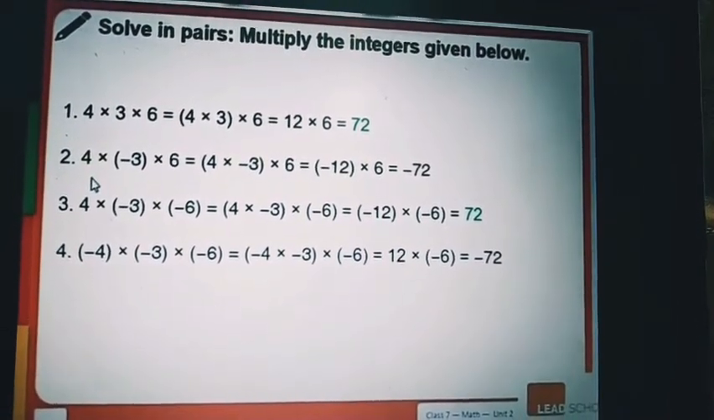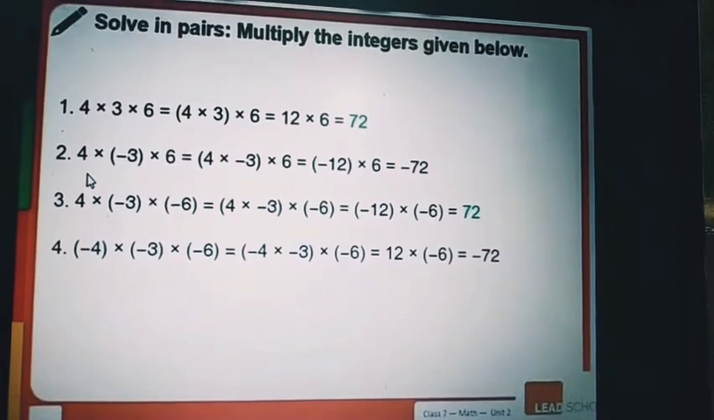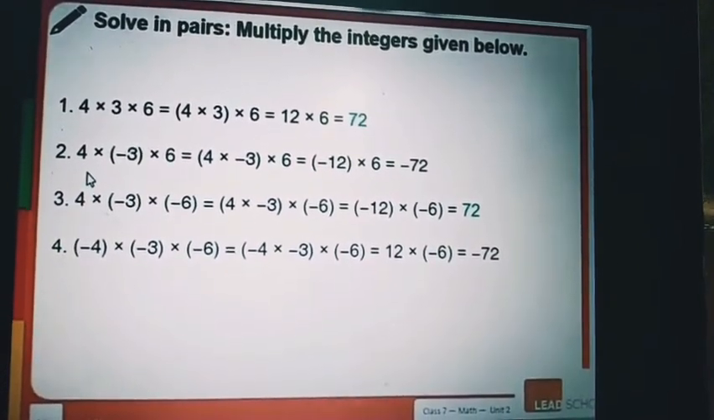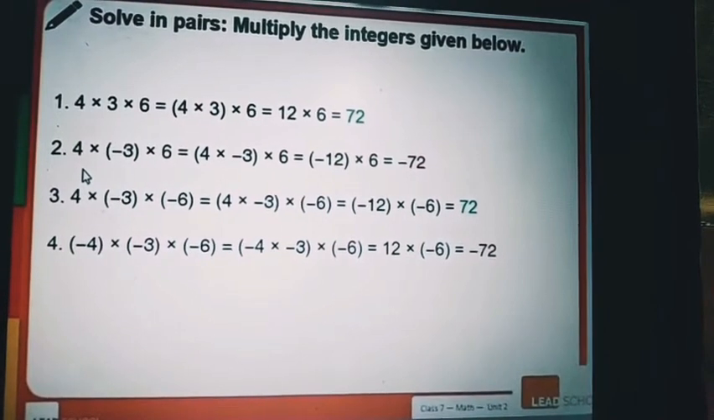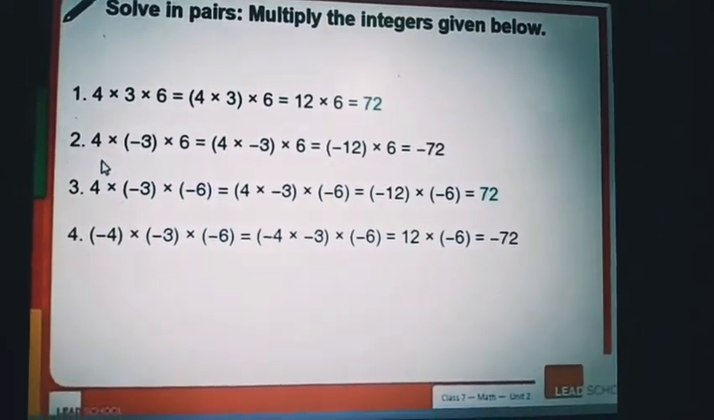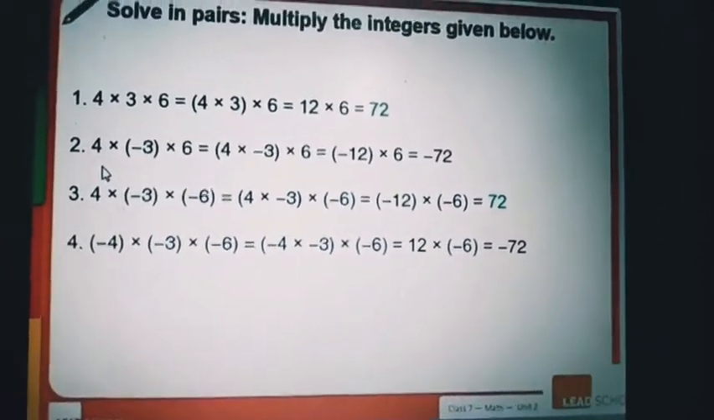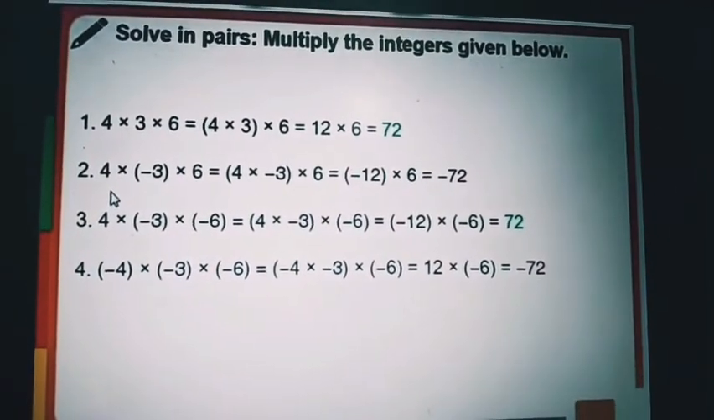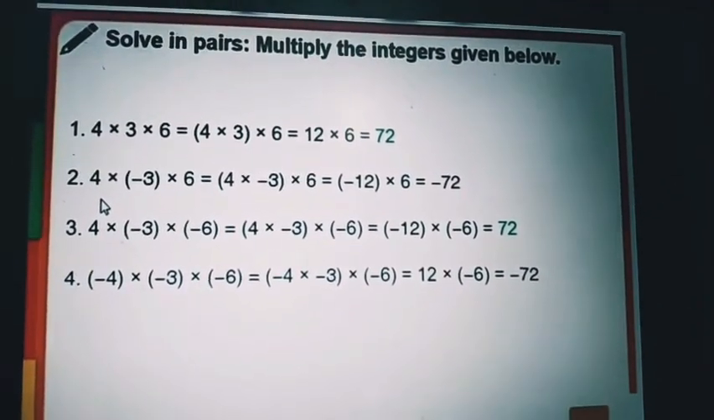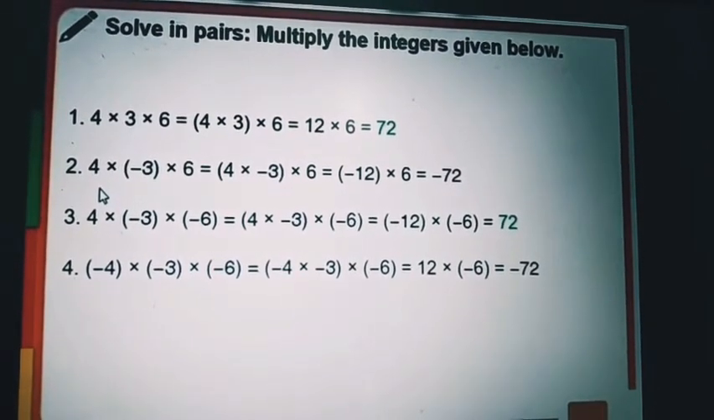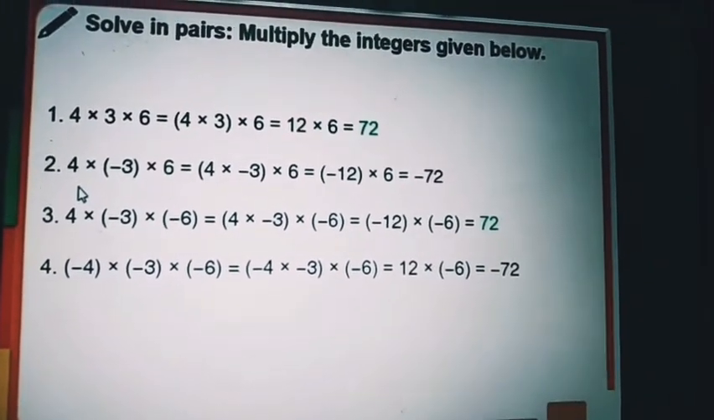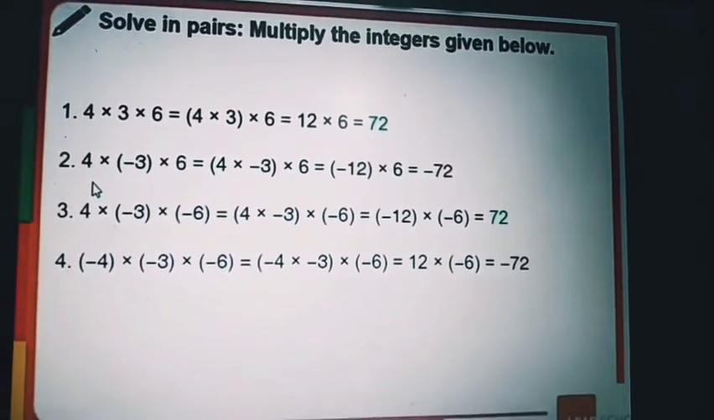See the second one, 4 into minus 3 into 6. Now here two are positive and one is negative. So when you multiply, first multiply the signs. You'll be getting plus into minus, minus, again minus into plus, you'll get minus. The same number, so it is negative 72.